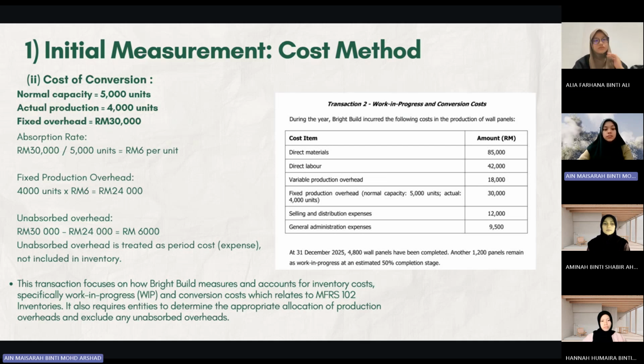This transaction focuses on how Bright Bill measures and accounts for inventory costs, specifically work in progress and conversion costs, which relate to MFRS 102 Inventories. It also requires entities to determine the appropriate allocation of production overheads and exclude any unabsorbed overheads.